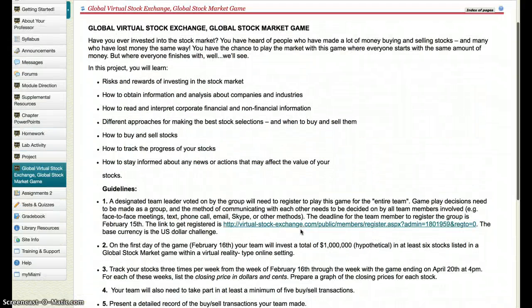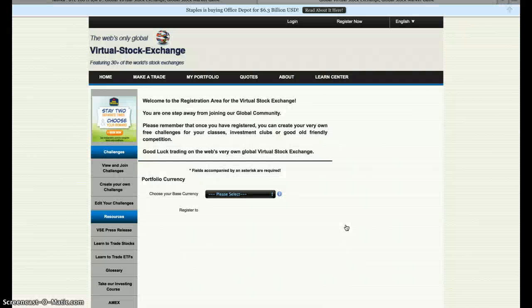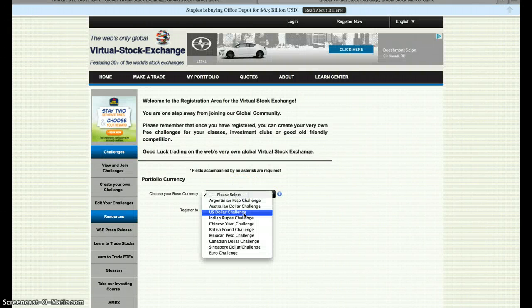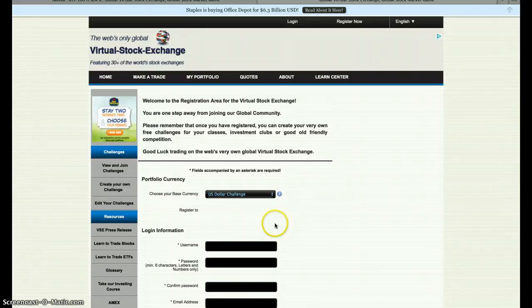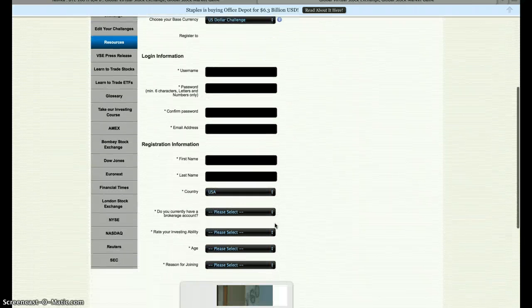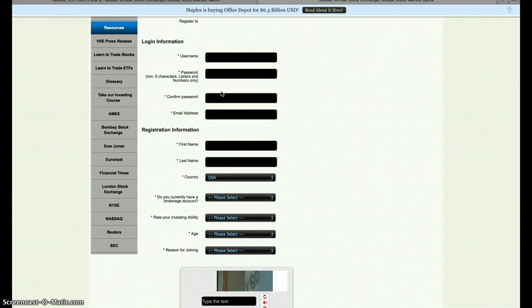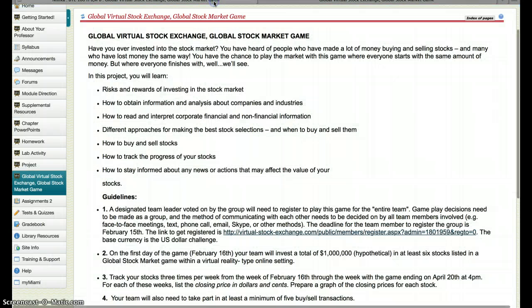So I wanted to go over the new game, the Global Virtual Stock Exchange. Essentially, you're going to sign up here, and your base salary is going to be the US dollar challenge. Then the team leader comes up with a username, a password, and an email address. One person registers for the entire team. Your username could be a creative gameplay team name. Keep it clean, but you can be creative there.